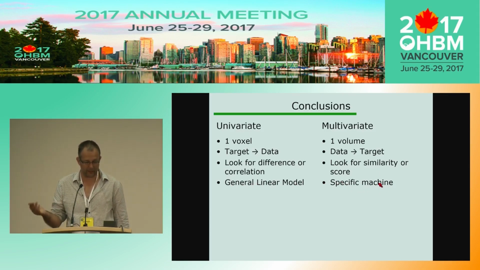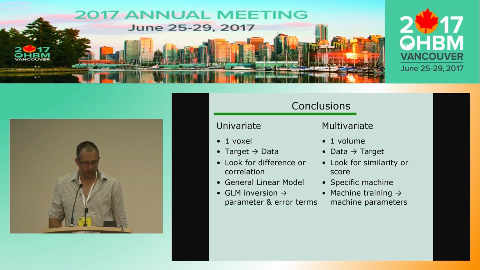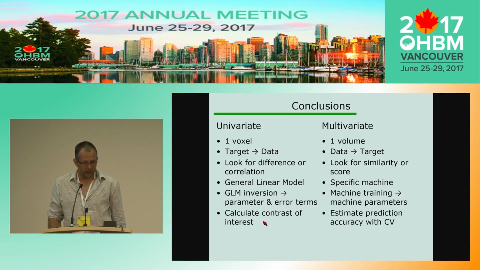It typically depends on how those machines are interfaced for the neuroimaging community and what works best for the type of data we're dealing with. In terms of training, in univariate, you do a GLM inversion, so you estimate the parameters and the error terms. Machine training, you get the parameters of your machine. In terms of inference, in univariate, you would look at the contrast of interest. You look at the effect you're interested in, and on the other hand, in multivariate, you will typically estimate the prediction of your machines through a CV.